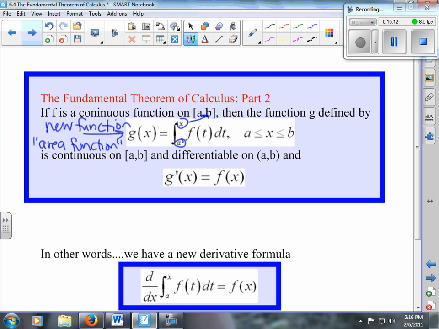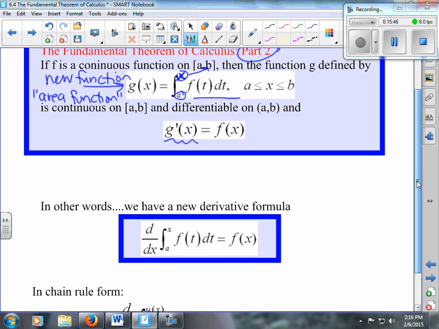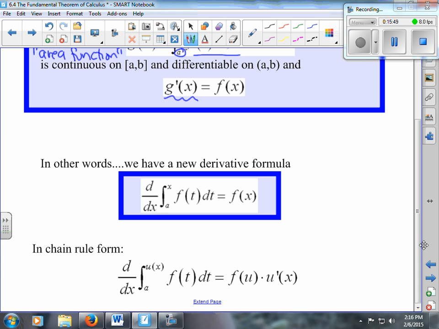And so what it's asking you to do is say, okay, what's the area up until this spot? What's the area under f up until this x value? And you vary x, and it tells you different areas. Now, if I take the derivative of this brand new area function, then the derivative is the function you took the area under, because they're opposites. And so the fundamental theorem of calculus part 2 is going to feel kind of strange, but it is essentially just a derivative formula. And the derivative formula tells us that the derivative of the integral is the original.